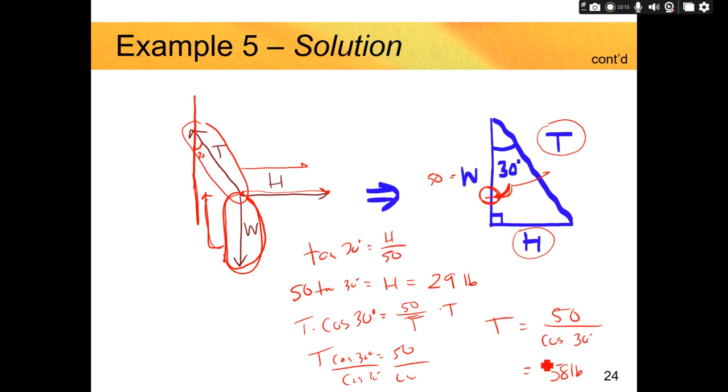T is not that, because T would be a vector, but forces are magnitudes. Everybody okay with this? I'm going to say the magnitude of H is 29 pounds, and the magnitude of T is 58 pounds. Are we good there?